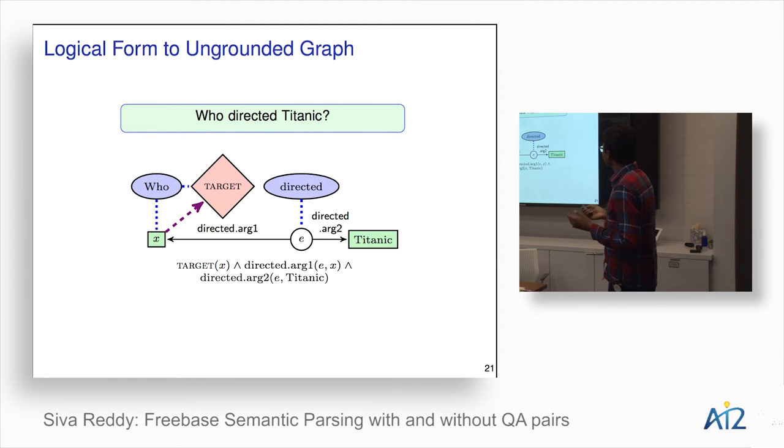Okay. And given questions, I parse them using CCG and then get the logical forms. The only difference is in questions you would have variables. So here, who directed Titanic? One of the entities is X, and that is the entity you are interested in. So that's why I represent that as target. So this is what you are interested in.